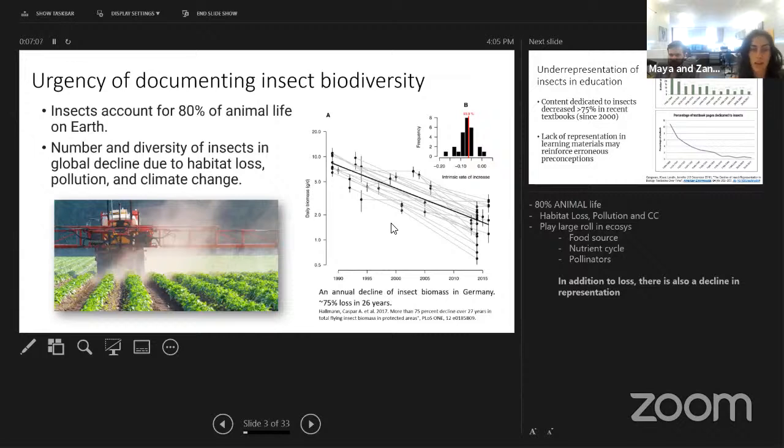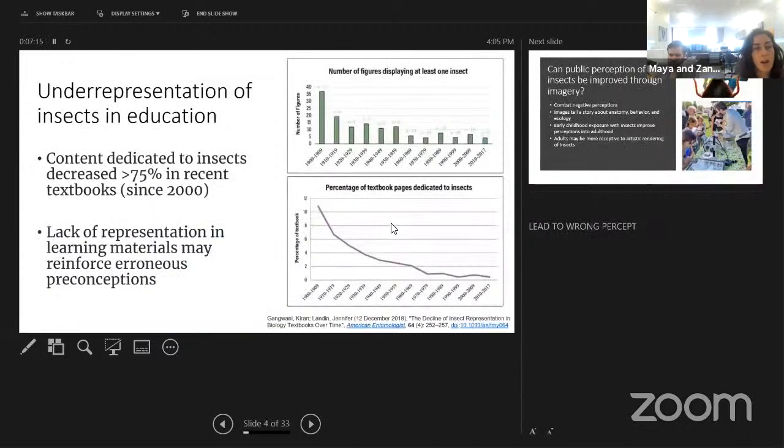And the reason for the decline in biomass of insects could be due to things such as habitat loss, climate change, pollution, et cetera. So in addition to loss of biomass, there is also a decline in representation of insects in schools. The representation of insects has declined significantly in textbooks, so that they're being taught less in schools. And this is dangerous because the lack of understanding of insects can lead to the wrong perception of insects.